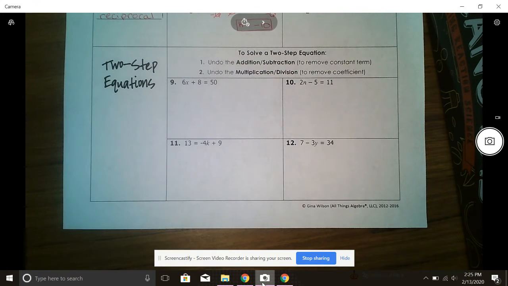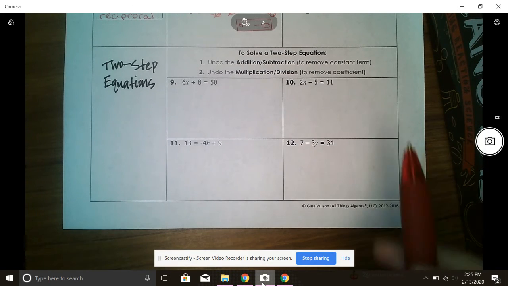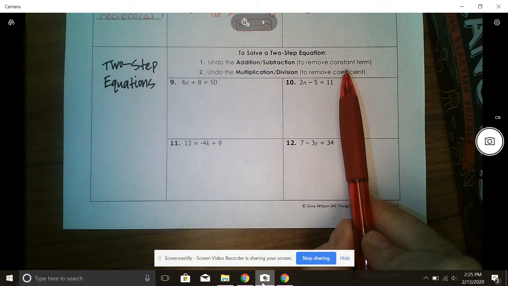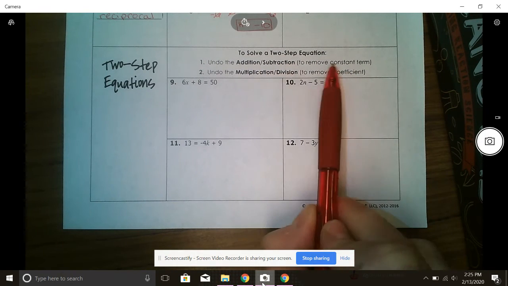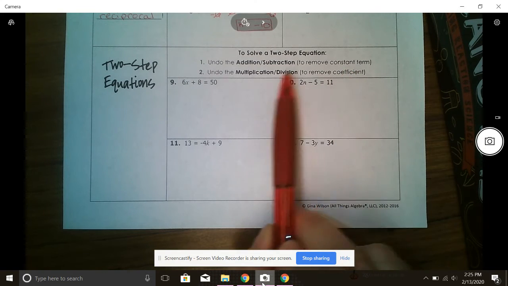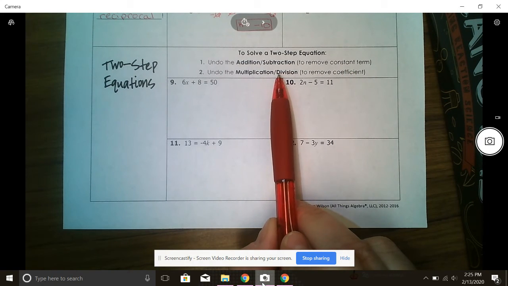Hello, in this video we're going to solve two-step linear equations. Here's some hints for you along the way. To solve a two-step linear equation, first undo any addition or subtraction. That will remove the constant term. Then undo any multiplication or division.